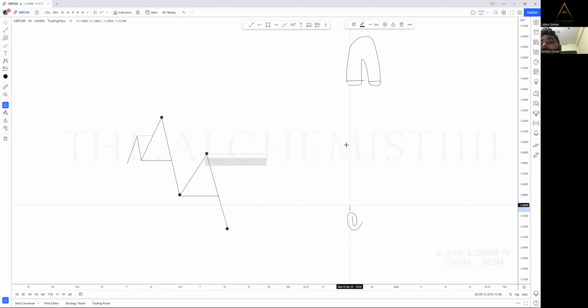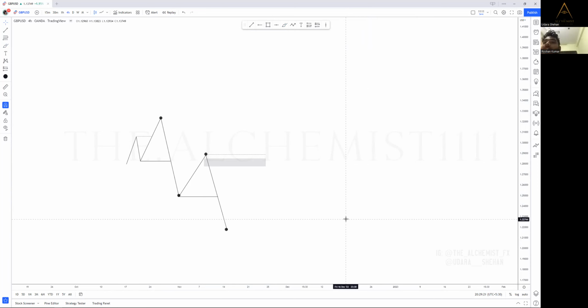What happens? It always draws towards the magnet, right? This is what happens. So you have to always know where the draw on liquidity is, always where the liquidity is resting. So what do we mean by liquidity? Liquidity means the stop losses and the pending orders that are resting in the market.